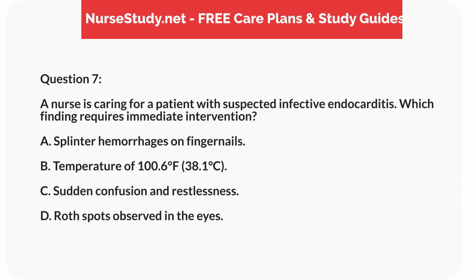Question 7. A nurse is caring for a patient with suspected infective endocarditis. Which finding requires immediate intervention? A. Splinter hemorrhages on fingernails. B. Temperature of 100.6 degrees Fahrenheit, 38.1 degrees Celsius. C. Sudden confusion and restlessness. D. Raw spots observed in the eyes.